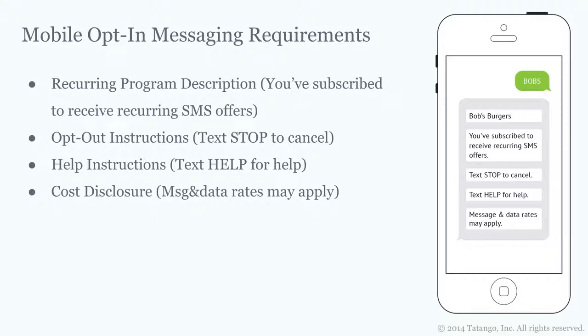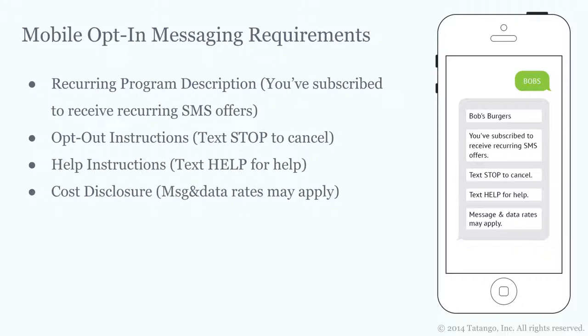You've got to tell the customer what they're opting into and what they're going to get from you. Weather alerts, SMS offers, SMS promotions, whatever it is, you've got to tell the customer. So that's what a recurring program description means. And really, there are two pieces of that in the same sentence.